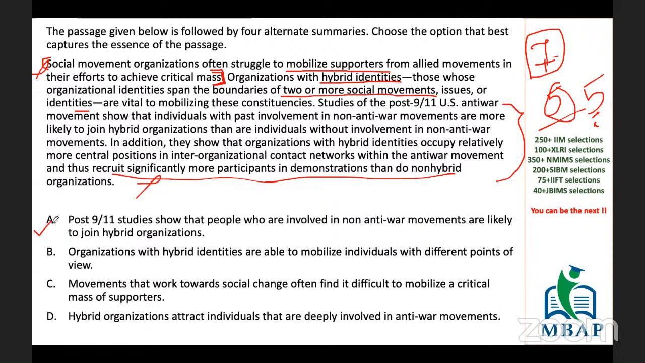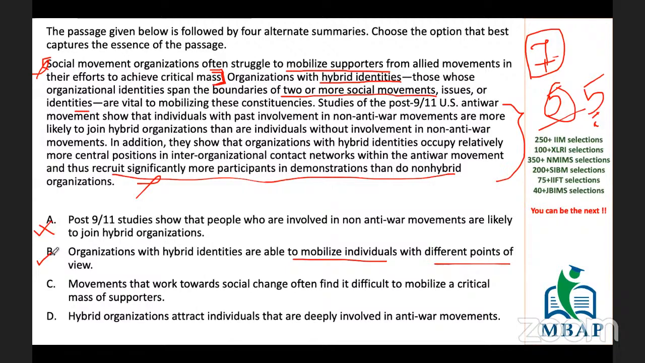Okay. Now, next one says organization with hybrid identities are able to mobilize individuals with different points of view. Okay. Key element is there. Different points of view, because types of people are given here. So makes sense somewhat, not exactly, but somehow. So this I'm keeping just as an answer. Let's see if we get a better answer or not.